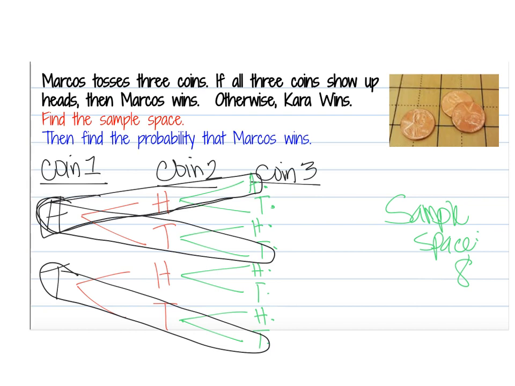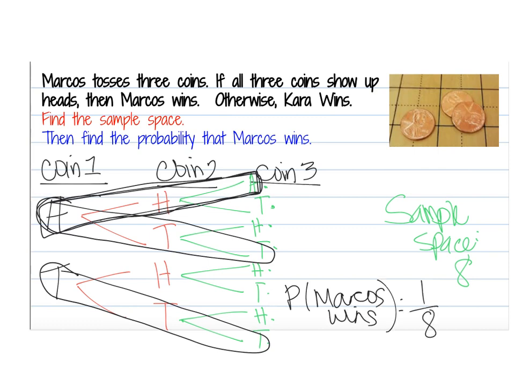So here's our heads, heads, heads right here. That is the only outcome. That's 1 out of the 8 that he can get to win. So his probability that Marcos wins is then going to be 1/8, because only 1 out of the 8 outcomes has heads, heads, heads.